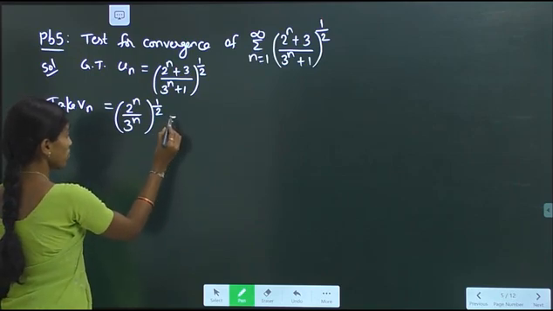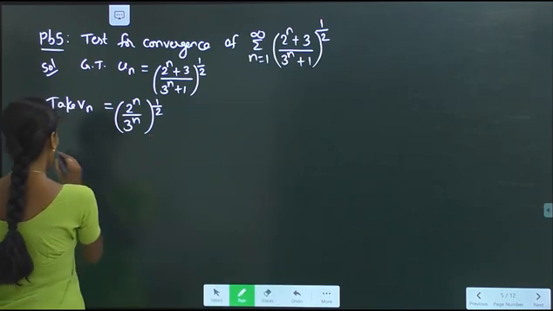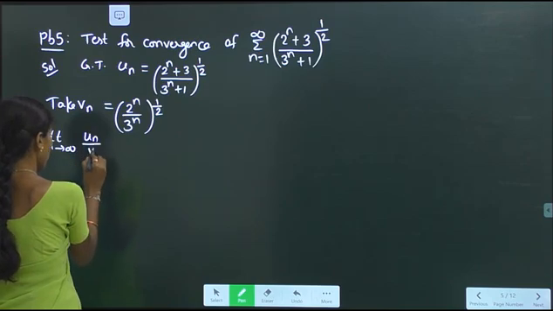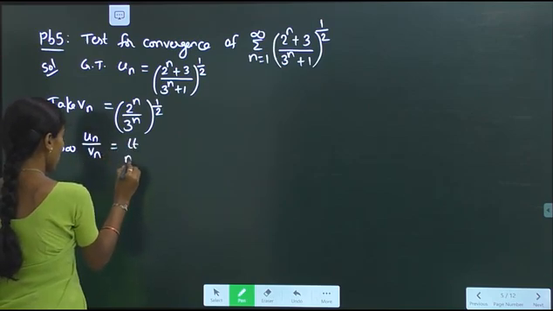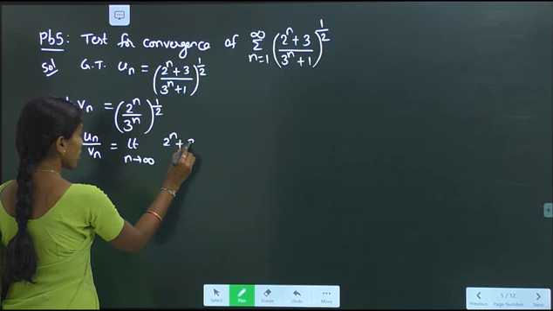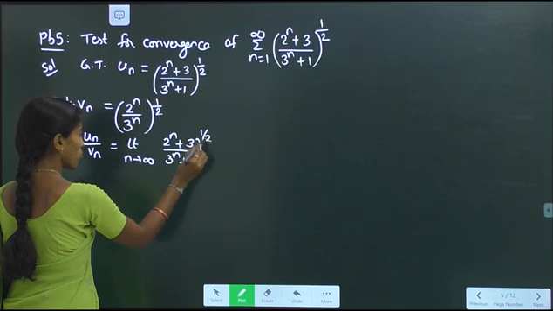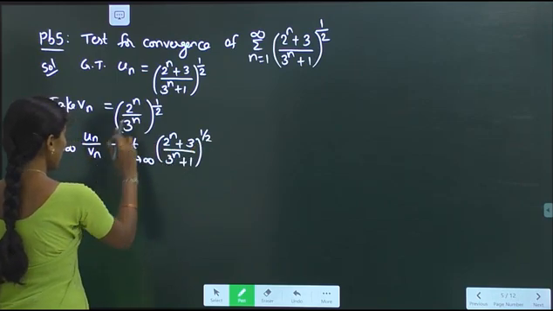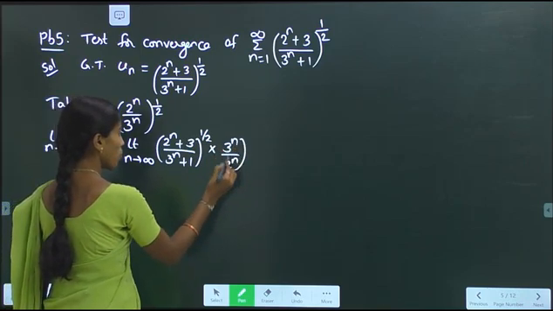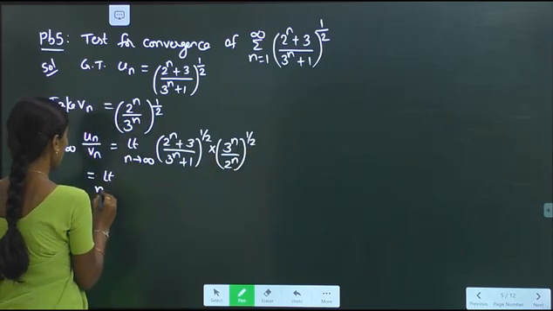So it is nothing but, no need to simplify it. Apply limit n tends to infinity Un by Vn. Limit n tends to infinity, what is Un? 2 power n plus 3 by 3 power n plus 1 whole power 1 by 2, by 1 by Vn, which means it becomes the reverse: 3 power n by 2 power n whole to the power 1 by 2. So this is limit n tends to infinity.